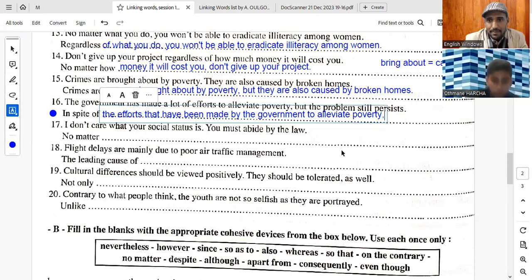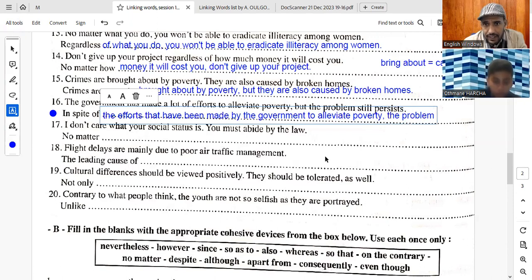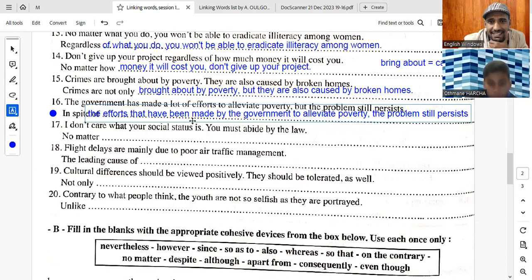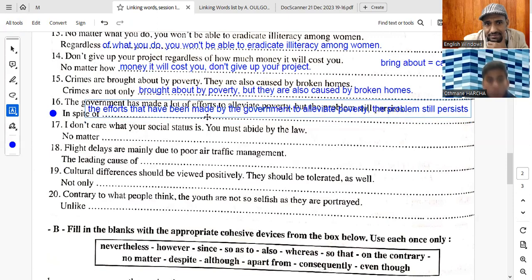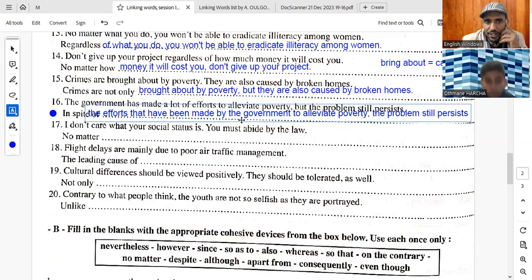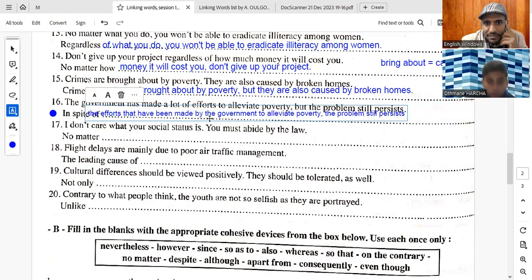Now we're going to make a comma. The problem still persists, right? So the problem still persists. What does persists mean here, Othmane? It means it remains, it continues, continuous. Okay, it means continuous here. Exactly, very good.